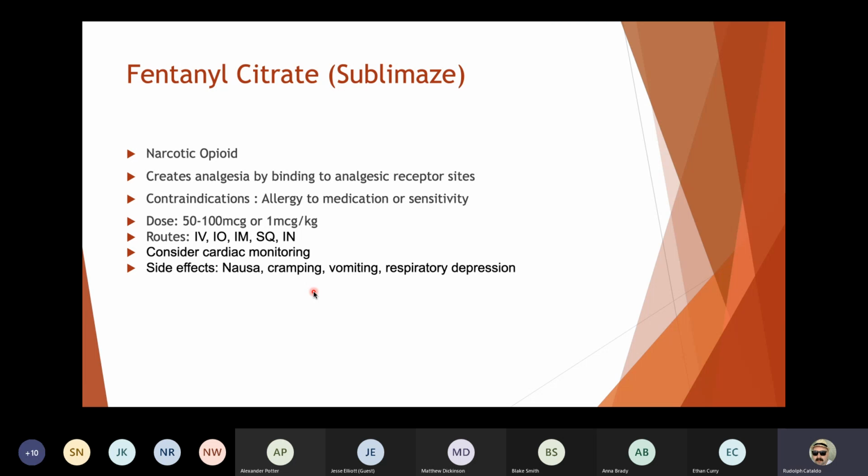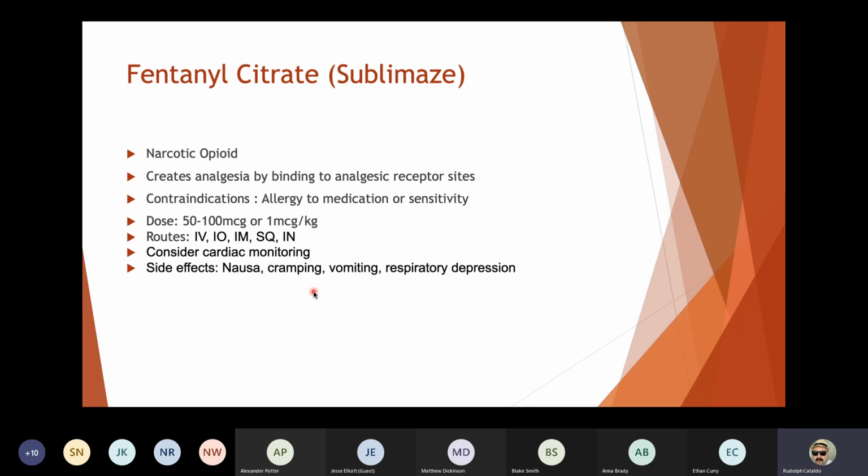Dose can vary. You'll see two different common dosages. I've seen lower than this. 50 to 100 mics or 1 mic per kilo are pretty common dosages. Some services will do 25 to 50, but again, it's just service dependent. Can be given IV, IO, IM, sub-Q, or intranasal.